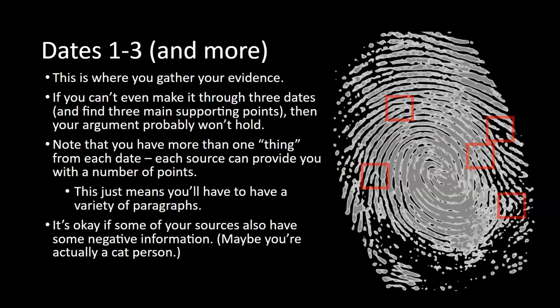And it's okay if some of your sources also have negative information. This is the counterpoint of view. Maybe this person is actually a cat person, and that's not a deal breaker for you. But it's okay. You're willing to say, in spite of these differences, we can still be together. This is the counterpoint of view where we show that we're thinking about all of the different considerations and we're showing that we're not biased.